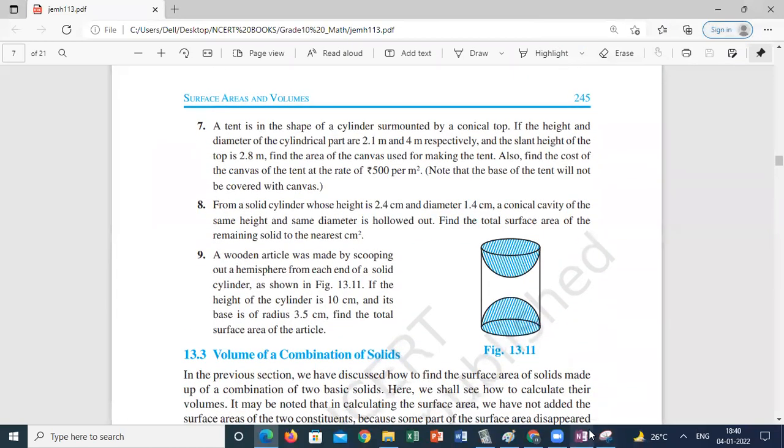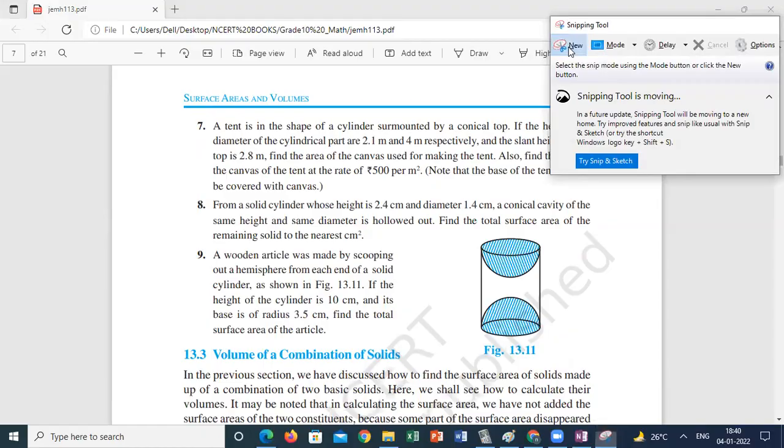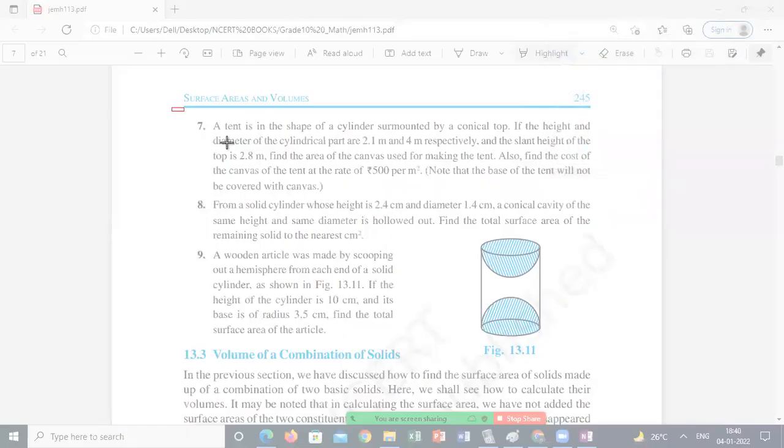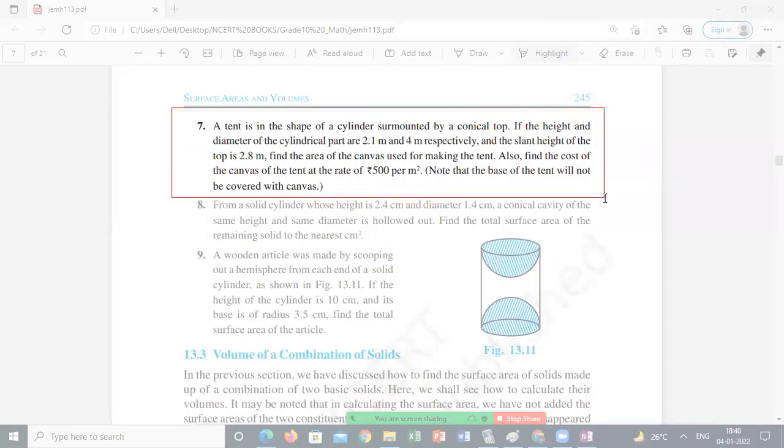So try the 7th question. We'll try to wind up this exercise and we'll meet for volumes in tomorrow's class. We'll finish these 3 questions today.